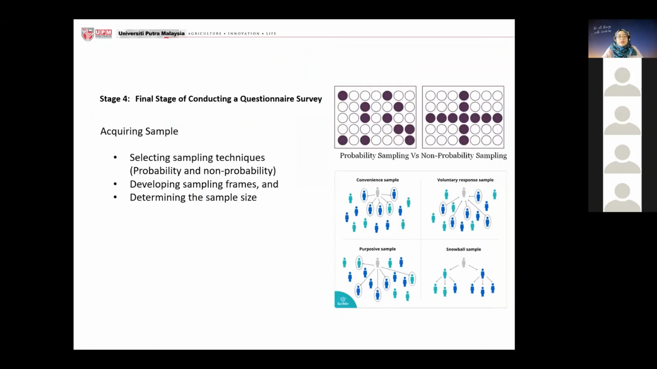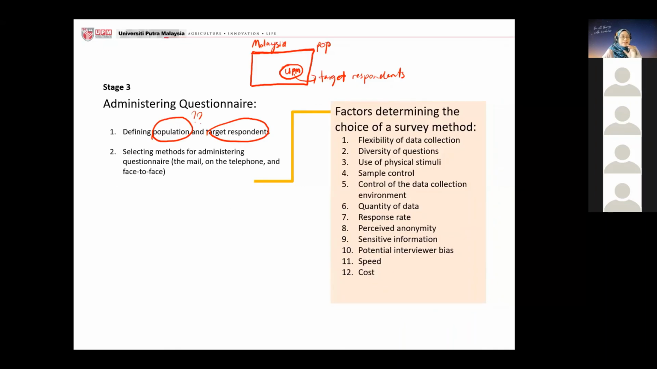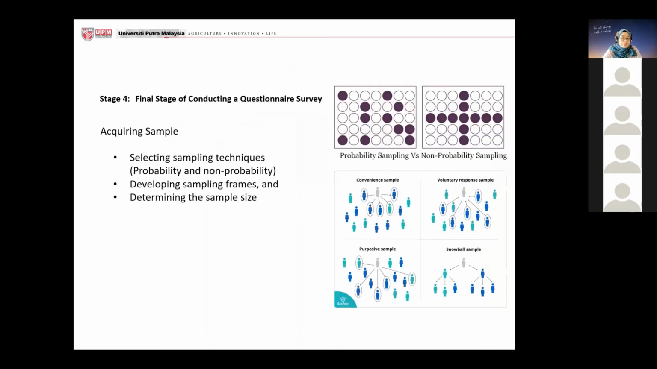So lastly, acquiring the samples. Just now it was about prior to giving out the questionnaire, where you define the population and target respondents and how the process is going to proceed. But the final stage is when you actually acquire the samples. Again, if you look in the sampling methods video, this has already been explained. What is the difference between convenience, purposive, and snowball sampling? There are many ways.